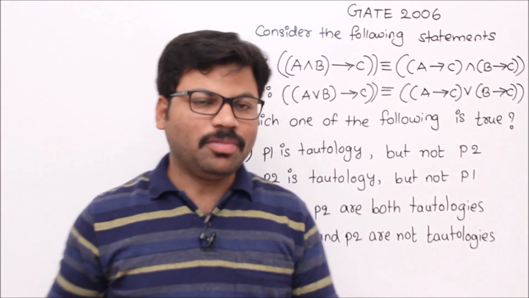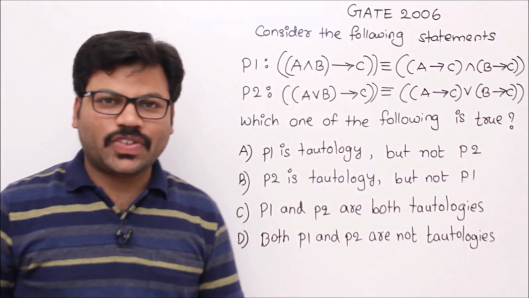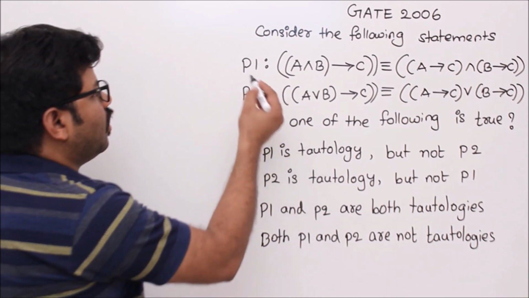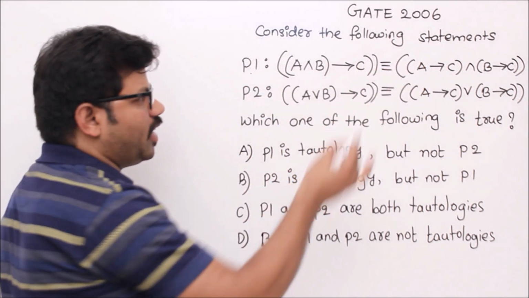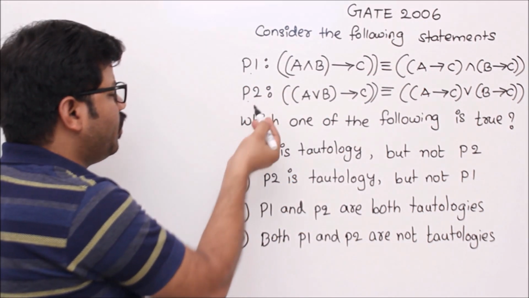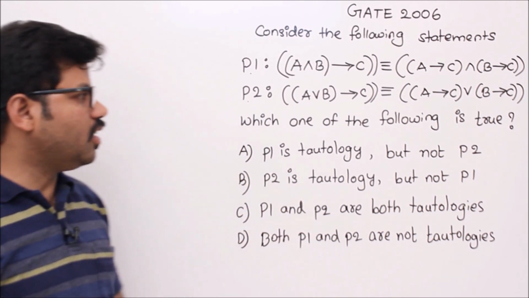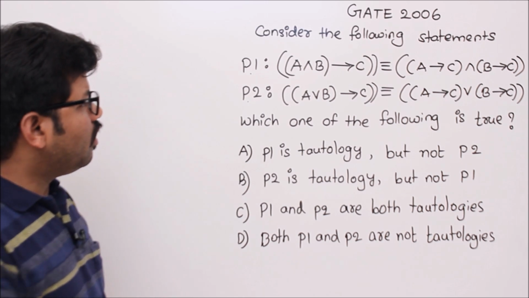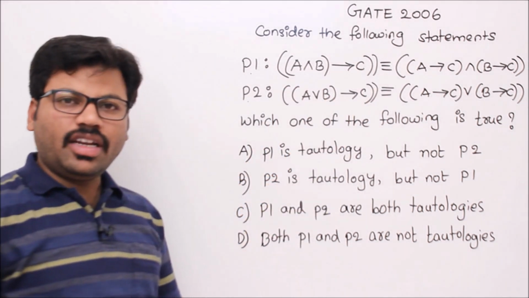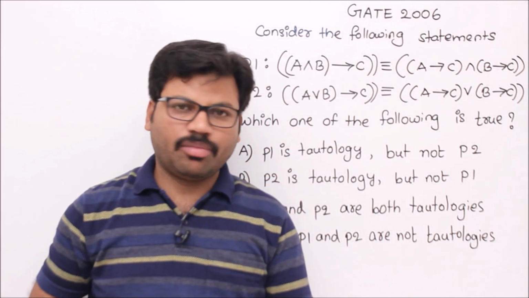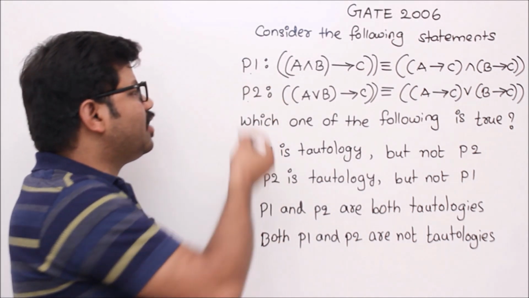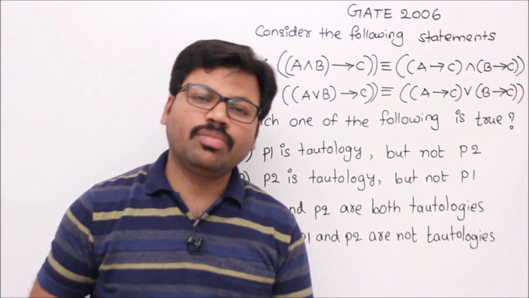We will see one more problem which was asked in GATE 2006. Consider the following statements. One is P1, some formula is given. One more statement, which is again another formula. The question: which of the following is a tautology? The formula is very complex, right? It doesn't matter whatever it may be. If someone says P1 is a tautology, then the formula should be always true.